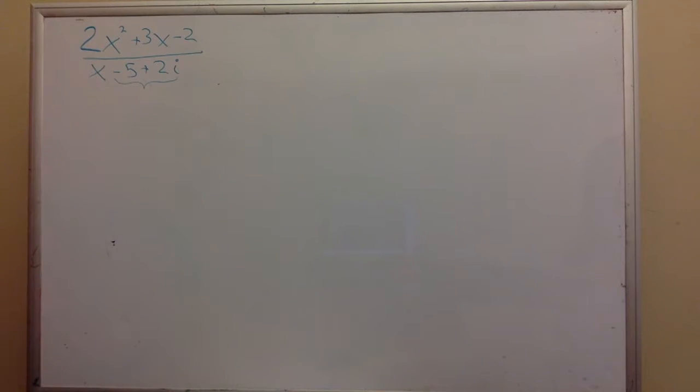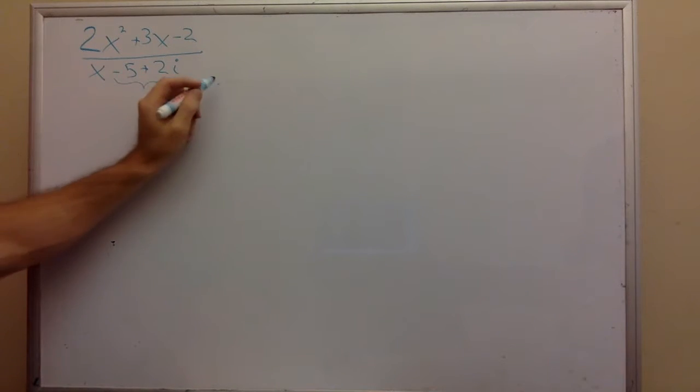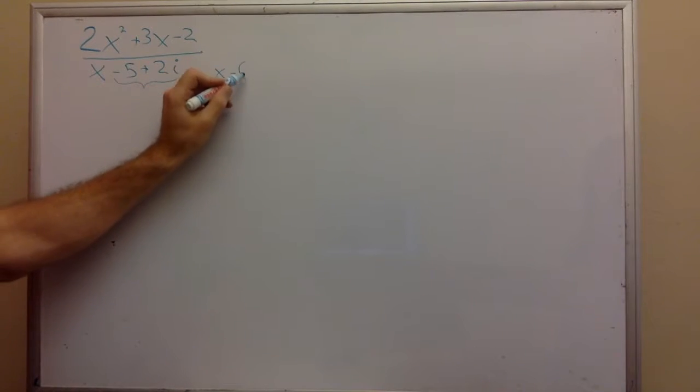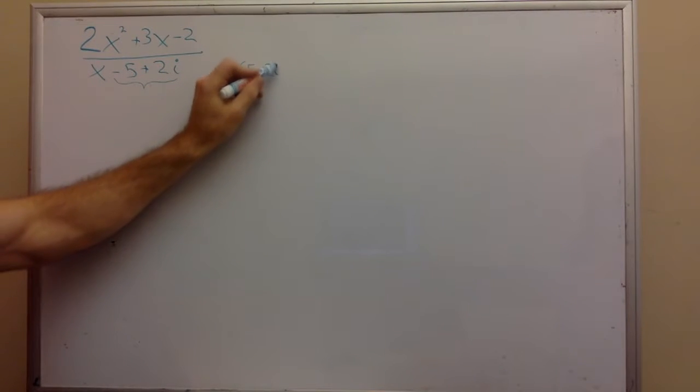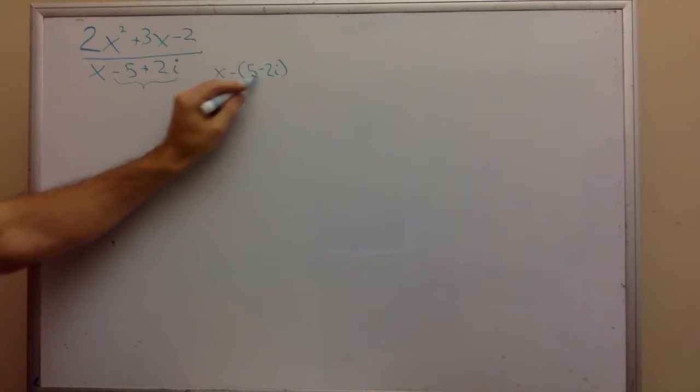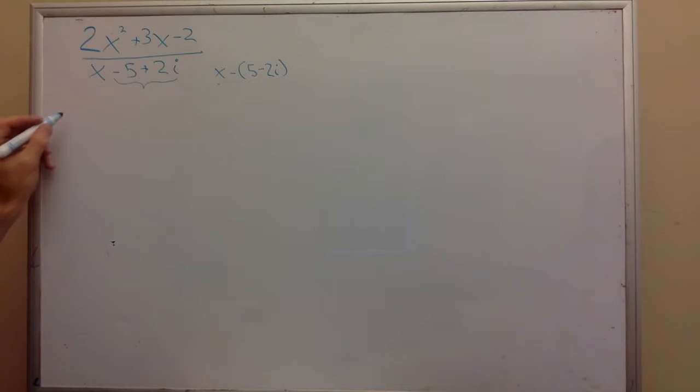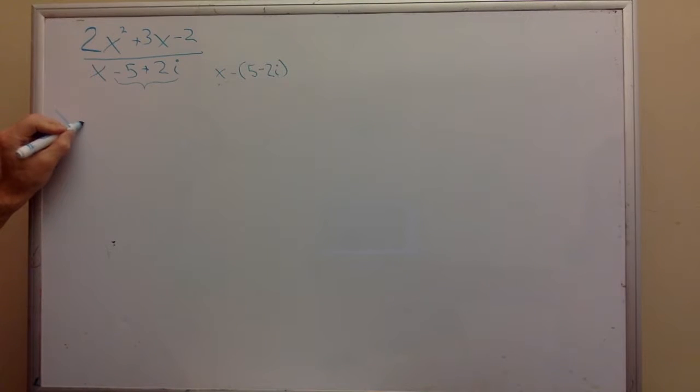Now because we're dividing by something linear, we can use our synthetic division. So we can set that up. Remember that it's minus this, so another way I could write that is x minus 5 minus 2i. And so this would be my 0. So I have 5 minus 2i.